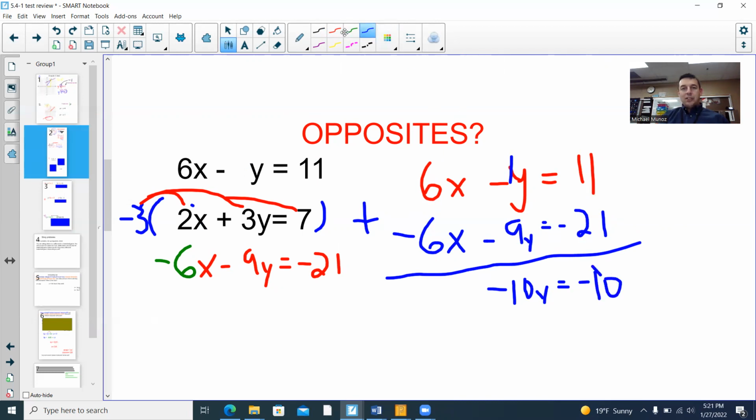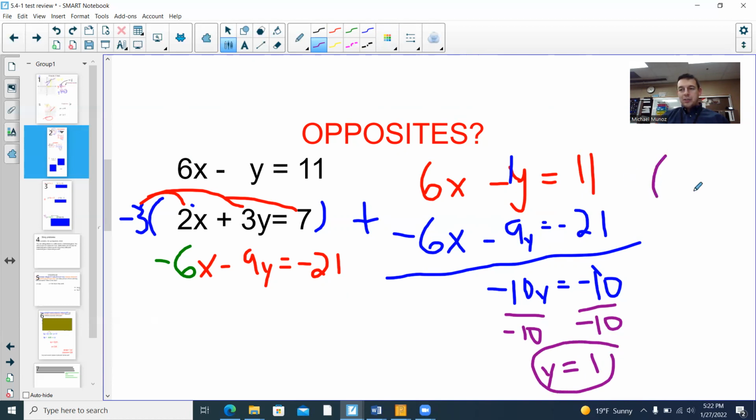So then I want to get y alone. So I'm going to divide by a negative 10. Make sure you bring this negative sign with you. So I'm going to do that on both sides. And y will equal negative divided by a negative is a positive, and any number divided by itself is just 1. So y equals 1. So now I know what y equals. Remember, that's part of my answer. So part of my answer is 1. The other part, I have to figure out.